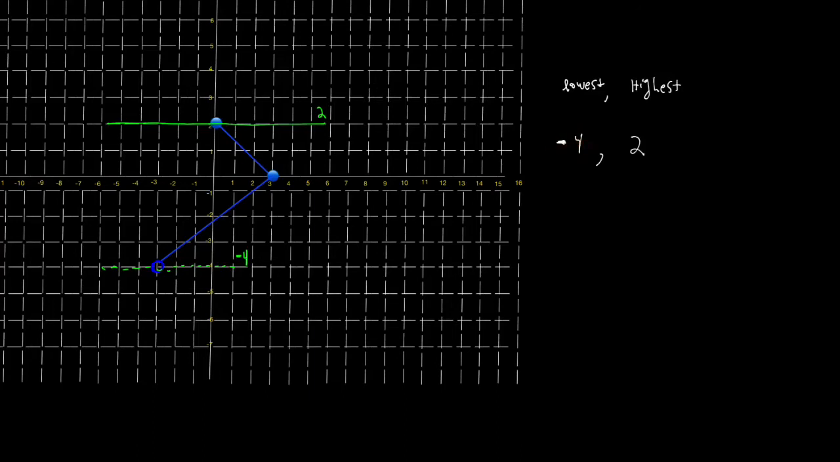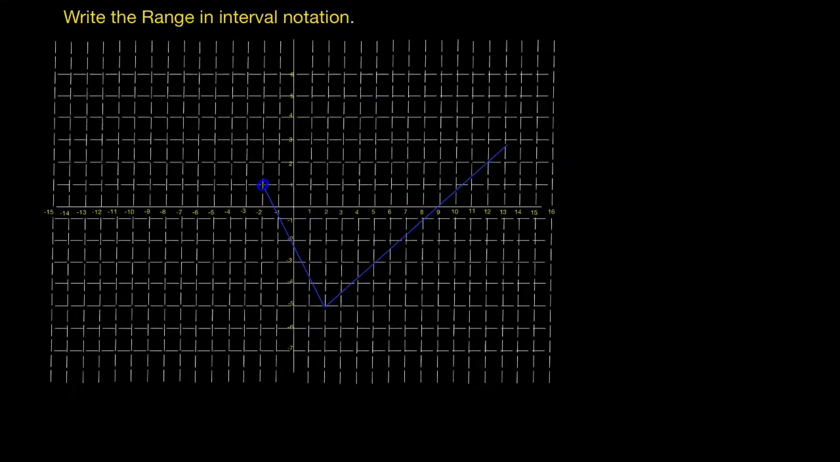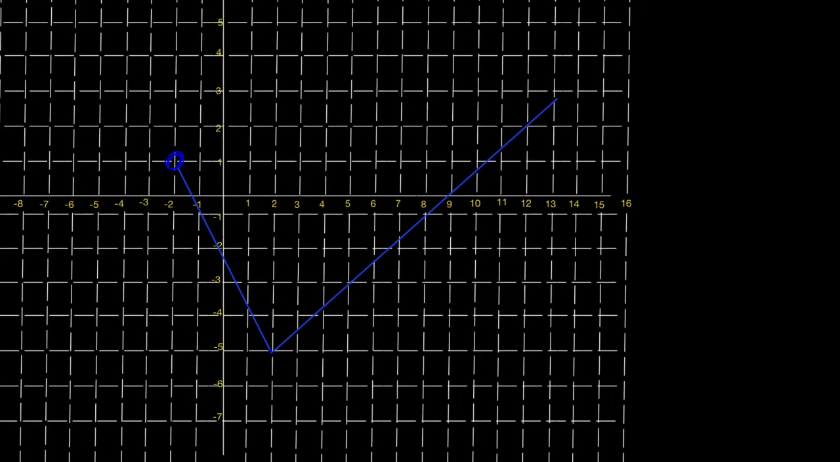Let's begin with the -4. -4 is open, so we're going to use a parenthesis. +2, on the other hand, is closed, so we're going to use a bracket. And that would be the range of this graph using interval notation. Let's do one more example. So here we're going to do an example with infinity.